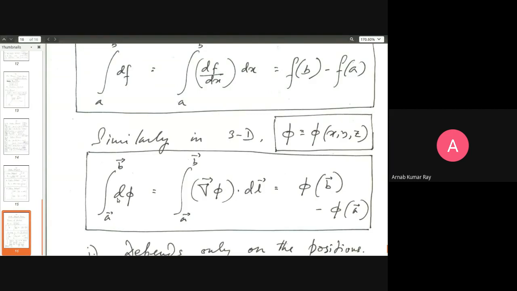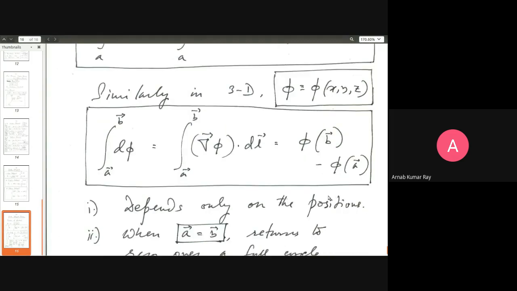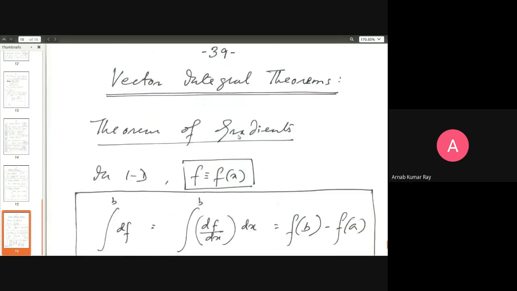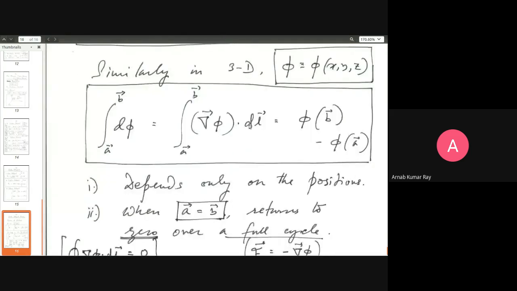Okay. And then this integral of d phi will be just phi, the difference between phi value at B and phi value at A. So you have to take the difference between these two. So this goes to this. This also goes to this. Therefore, this must be equal to this. This is known as the theorem of gradients. The line integral of the gradient of phi dot dl is simply the difference of phi between the two limits A and B, which are position vectors, phi of B minus phi of A.